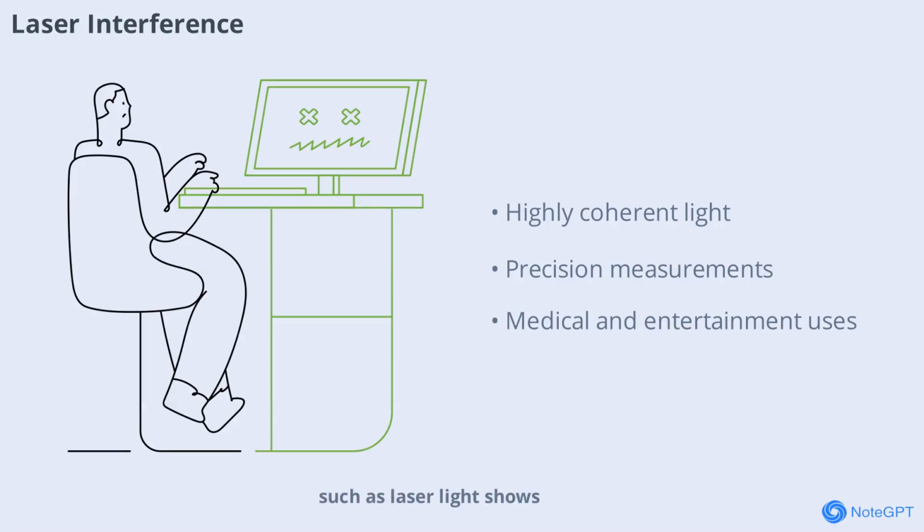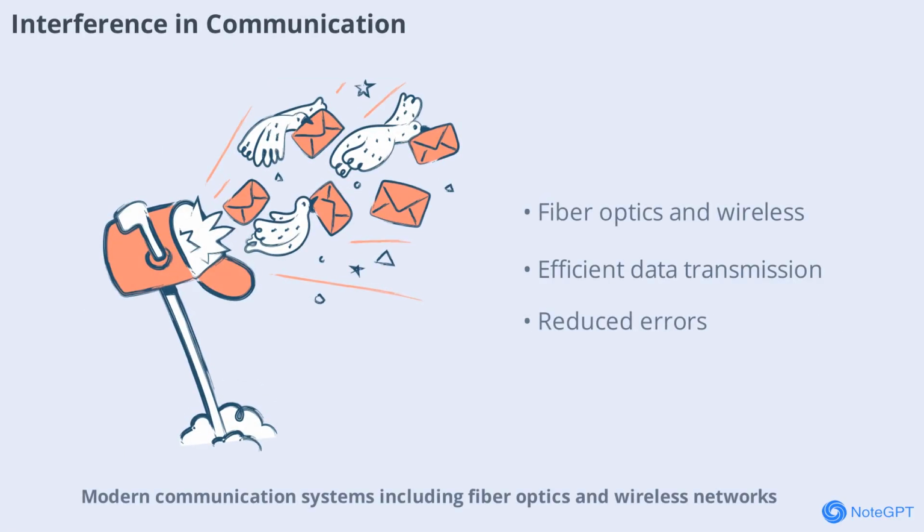Laser interference is used in applications ranging from precision measurement to medical imaging and even in entertainment, such as laser light shows. Modern communication systems, including fiber optics and wireless networks, rely on interference principles to transmit and process information efficiently. By manipulating the phase and coherence of signals, engineers can increase data rates and reduce errors, making communication faster and more reliable.